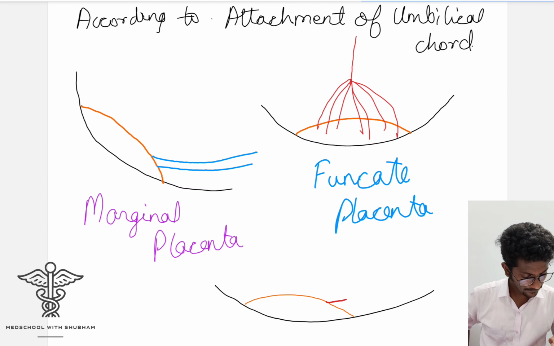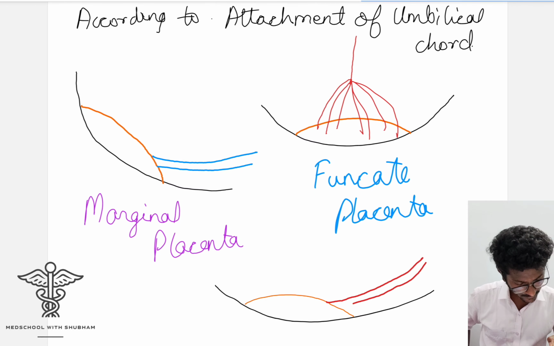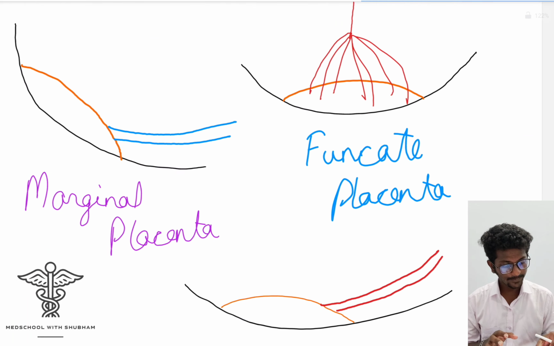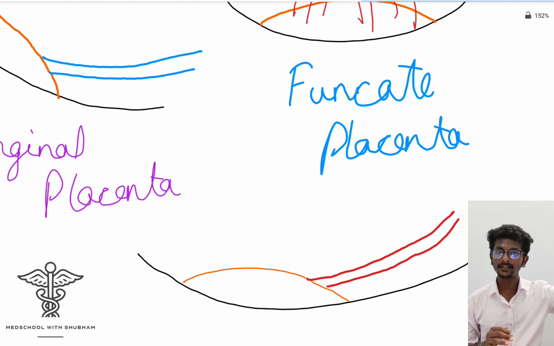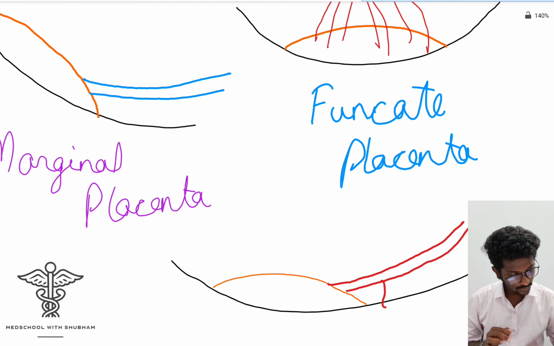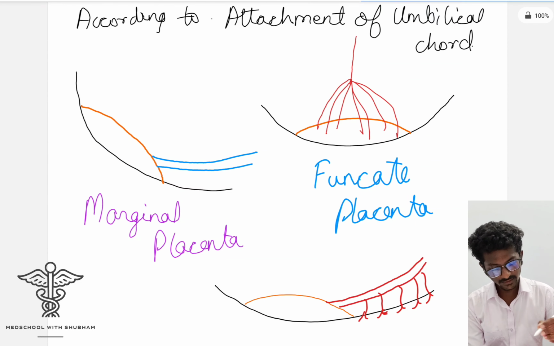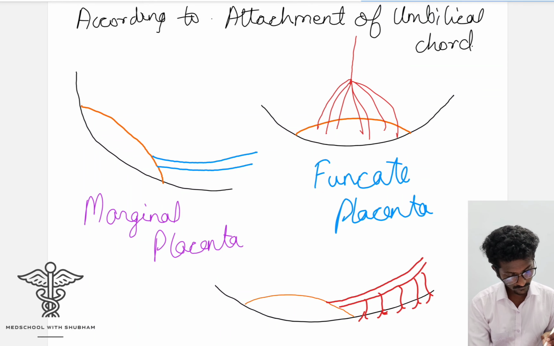So if this is the placental blood vessels, these are the umbilical blood vessels or the fetal blood vessels. This is the combination of both of these. So what will happen? It will enter the placenta from sideways, and also before entering the placenta, it will give small branches. But these branches will go inside the uterine wall. Okay, so the combination of the marginal and the funicate placenta is called as the velamentous placenta.